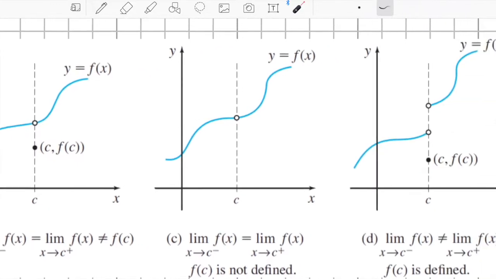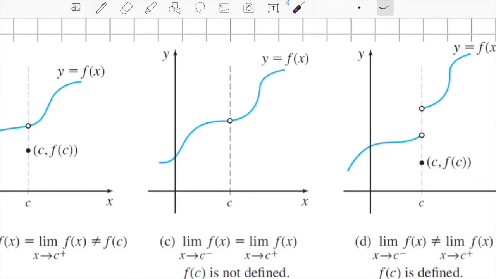Let's look at the next one. Again, if I take the one-sided limits, if I approach c from the left, I am approaching that y value. If I approach c from the right, I'm also approaching the same y value. And since there is no y value at c, notice that there is no dot. There's an open circle there. f of c is not defined.